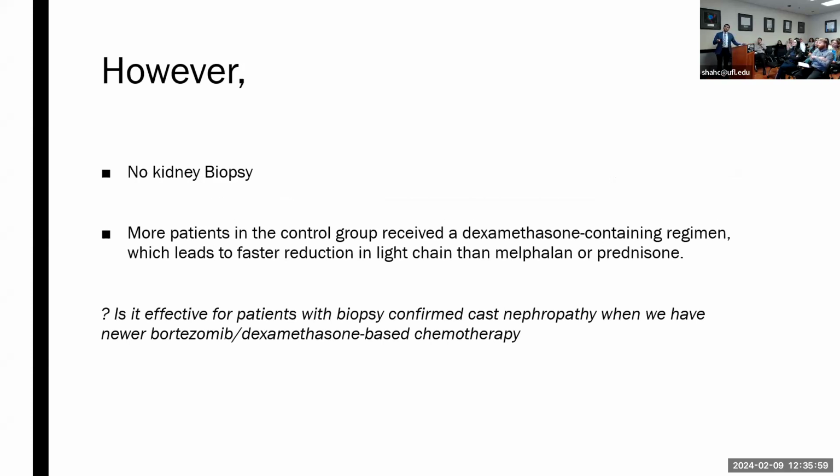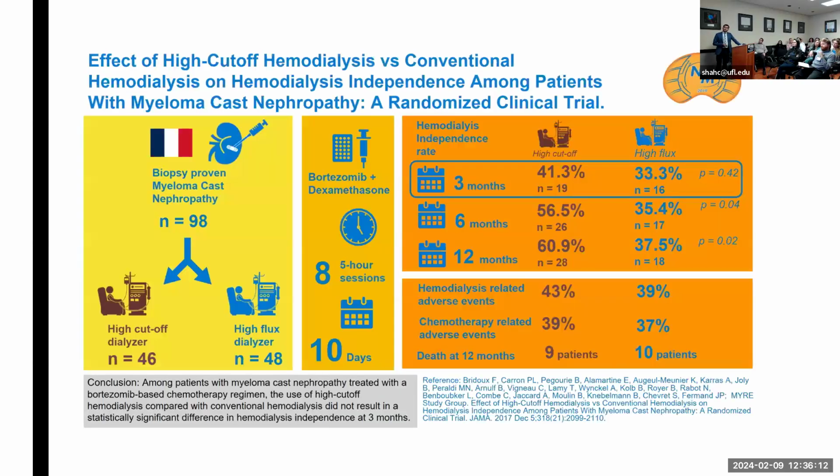So how about we use only patients who are biopsy-confirmed cast nephropathy, and they are receiving novel chemotherapy, bortezomib dexamethasone-based therapy, and would we see any better renal outcomes? That was a proposal at that time. So that took until 2017. This was published in JAMA in 2017, the Meyer trial, using a high cutoff dialyzer.